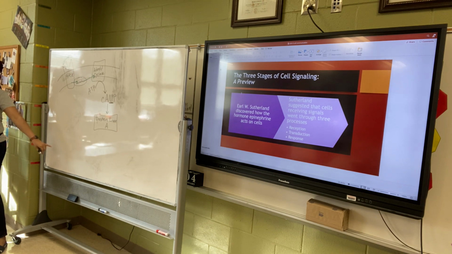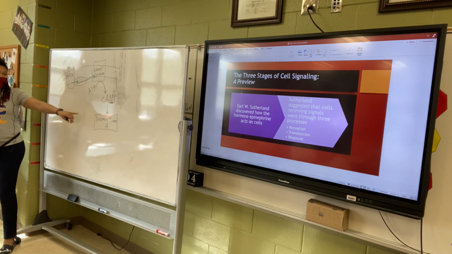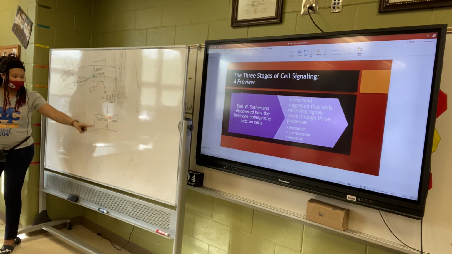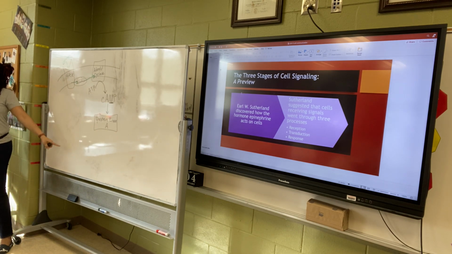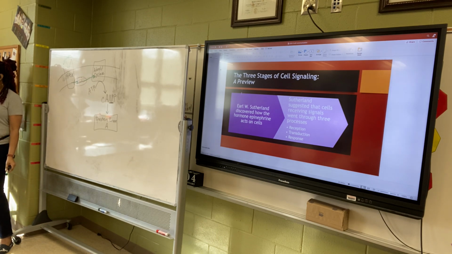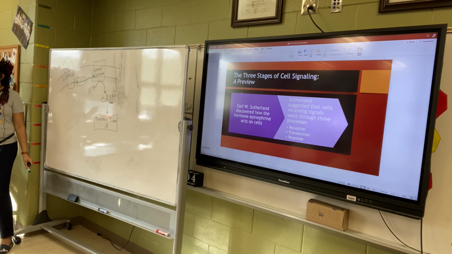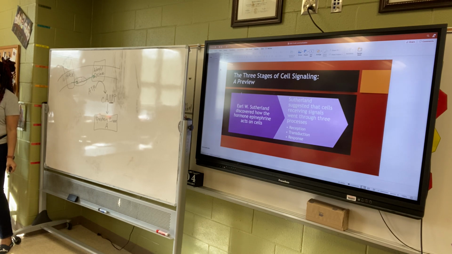The cellular response is the conversion of glycogen to glucose 1-phosphate. What is glycogen? It's made of glucose, and it's how animal cells store excessive glucose. It's stored in the liver. So once epinephrine actually triggers the release, glycogen is broken down into glucose 1-phosphate, and then phosphoglucomutase changes glucose 1-phosphate to glucose 6-phosphate.